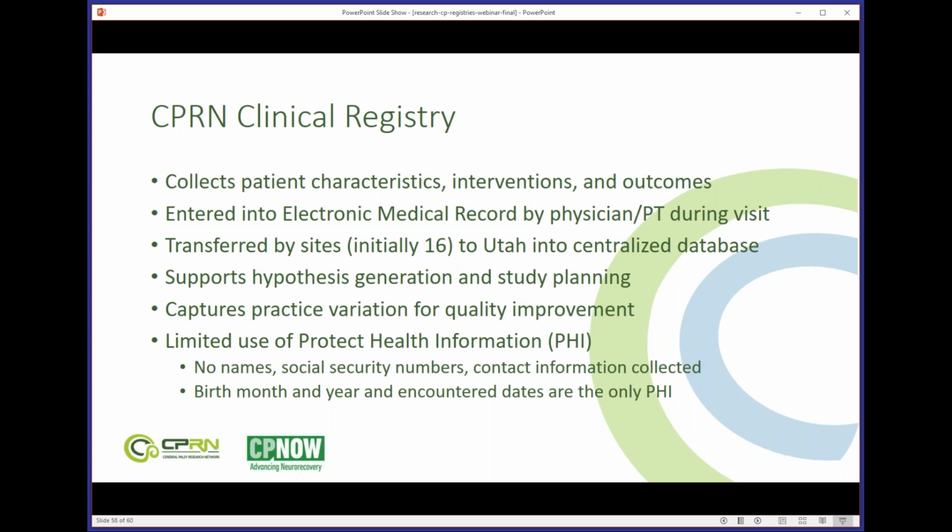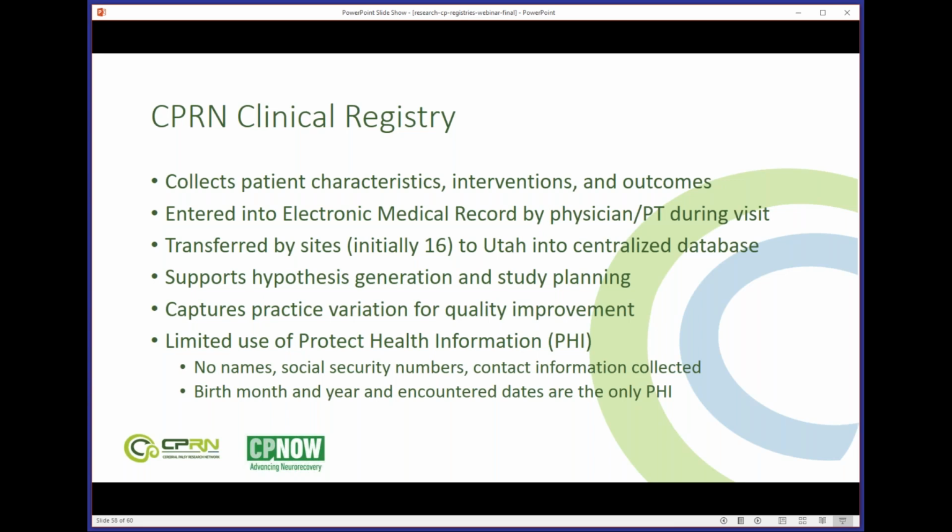Okay, so CPRN has a clinical registry and a patient-reported outcomes and research contact registry that we call our community registry. The CPRN clinical registry collects patient characteristics, interventions, and outcomes. It collects information in all of those areas, and it collects the data by electronically taking it from the medical record. So the person inputting the data is the physician or the PT during a clinic visit or during a surgery. If it's a surgeon doing an orthopedic surgery, their post-operative note is done into a form that then goes directly into the registry.